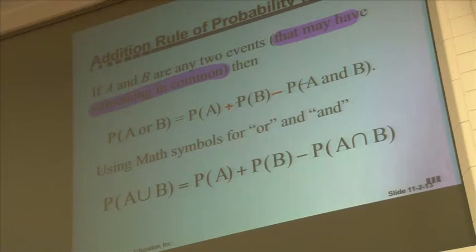Mathematically, here's what that looks like. The probability that A or B happens: the formula is find the probability of A plus the probability of B minus the probability of their intersection. So yeah, minus the probability of what they have in common. Okay?